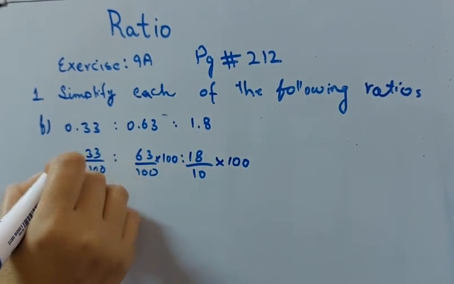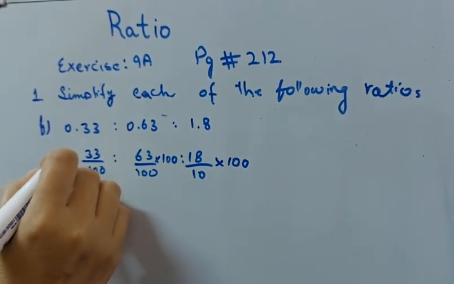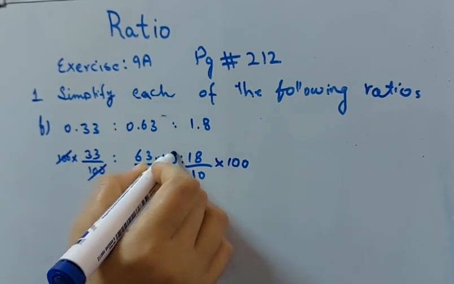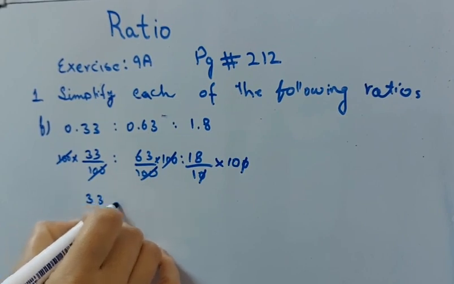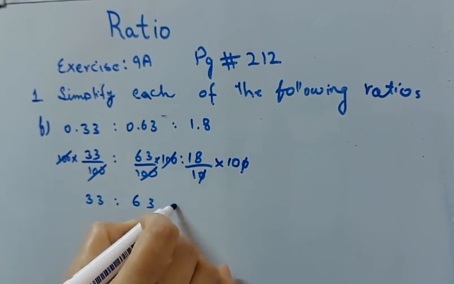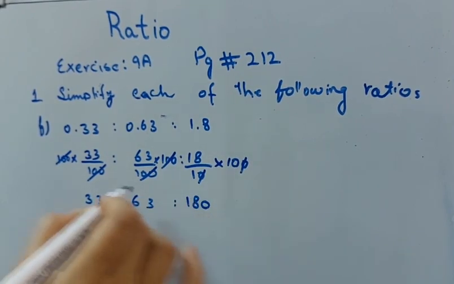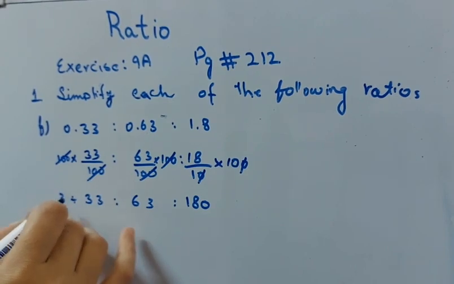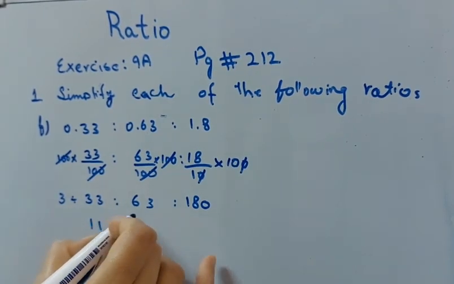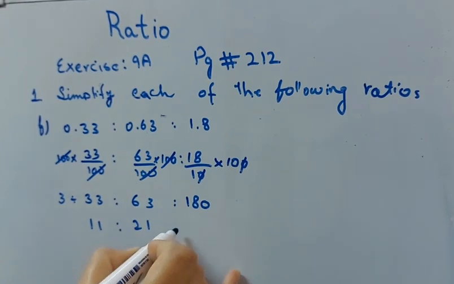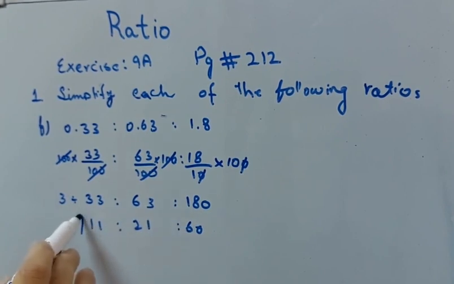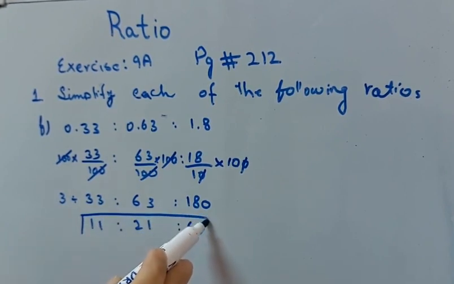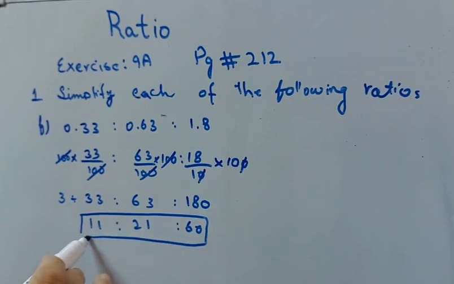Okay, so this 100 cuts this 100, this one, and this 0, this one. So what is left is 33, 63, and then 180. All are divisible by 3. So 11, 3 2s are 6, 3 1s are 3, 3 6s are 18, 0. So 11, 21, 60 won't come in any table together. So this is the simplest form for the given ratios.